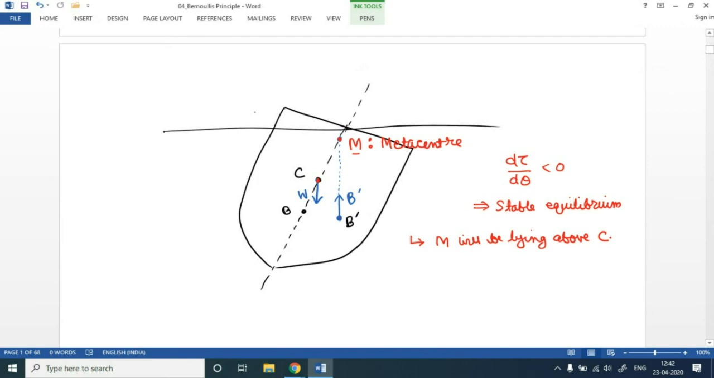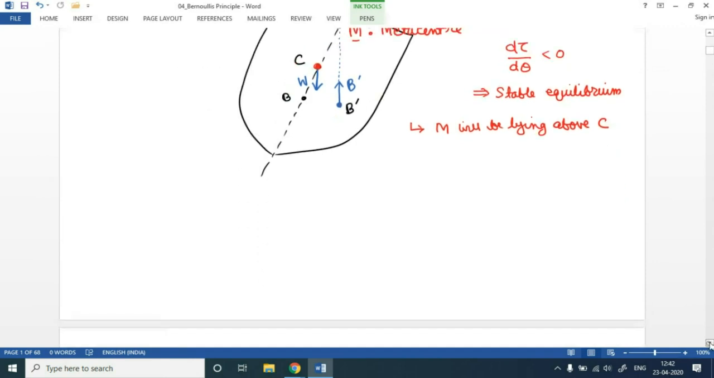Okay, so whenever, just by geometry, you can see that if the position of the metacenter is above the center of gravity, then we can safely say that the equilibrium is going to be stable. In terms of restoring torque, we have also analyzed this situation. So that is one idea.